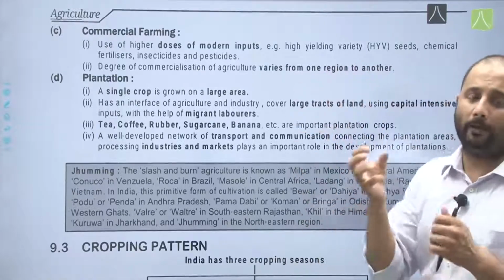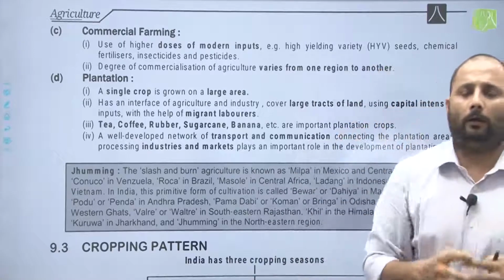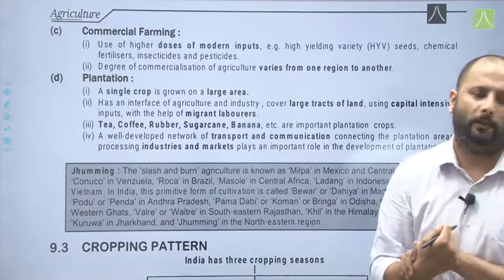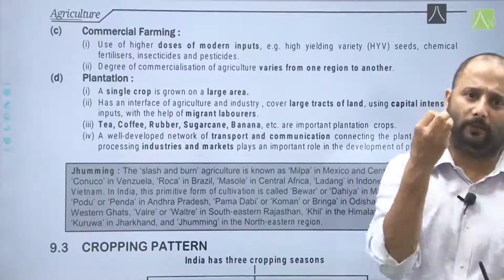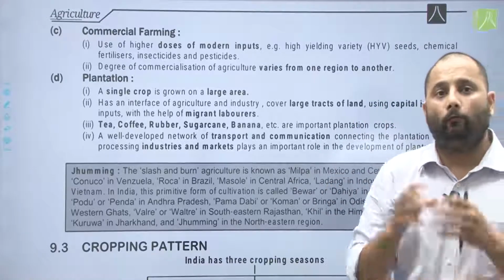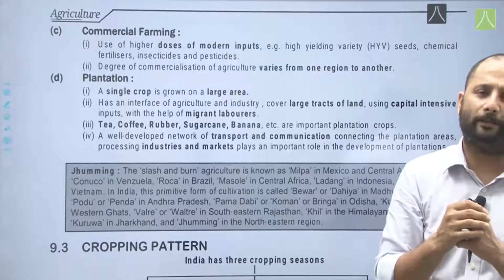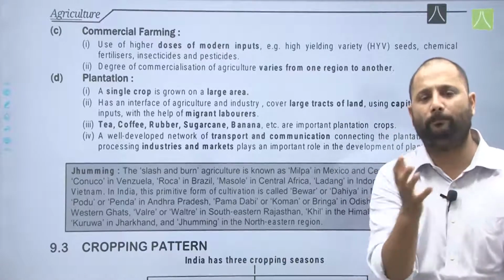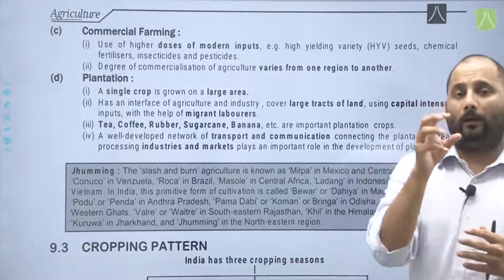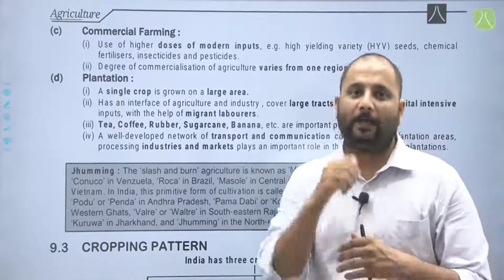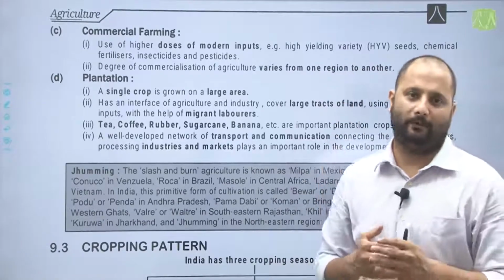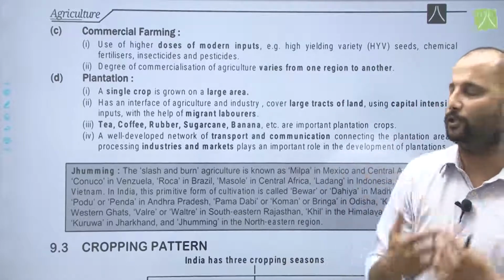For example, in Odisha, rice will be a subsistence crop for the people, because it is part of their staple diet. Similarly, wheat will probably be a staple diet or a subsistence crop in Punjab or in regions of Rajasthan or Haryana. Now, if rice is being produced in Punjab and Haryana, that becomes a commercial crop there. Why? Because it is being produced majorly to sell in other regions.